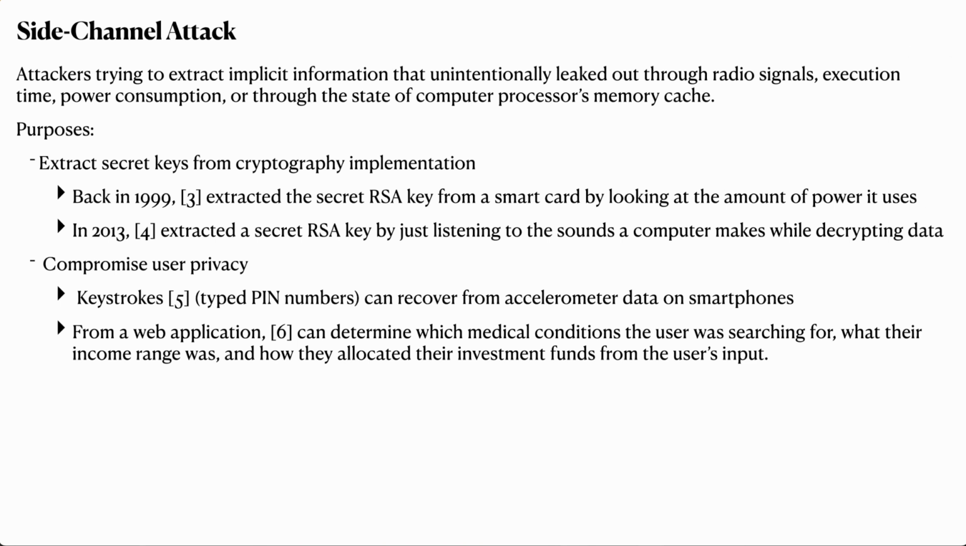And we come to side channel attack. The side channel attack means the attacker tries to extract implicit information that unintentionally leaked out through radio signals, execution time, power consumption, or through the states of computer processors' memory cache. The purpose of side channel attacks mainly falls into two categories. First is trying to extract secret keys from cryptography implementations.